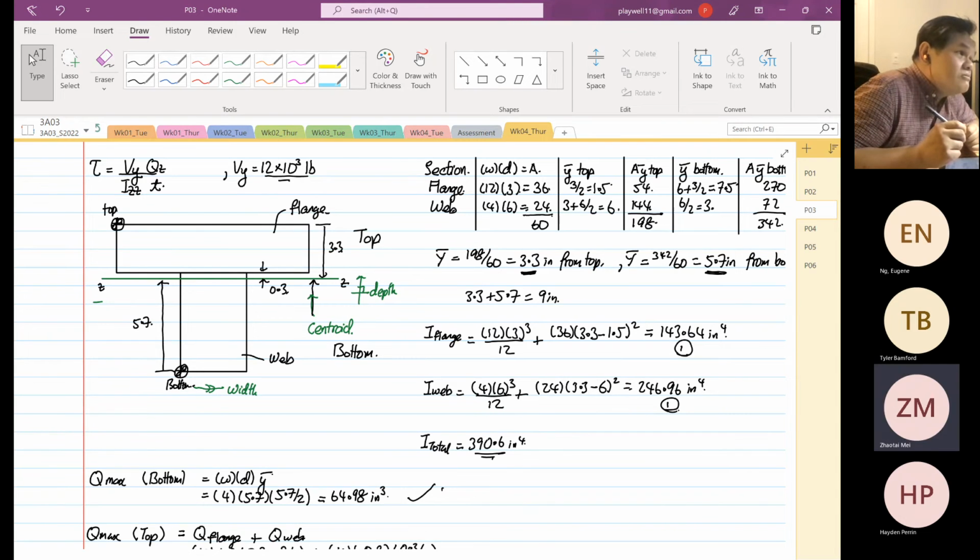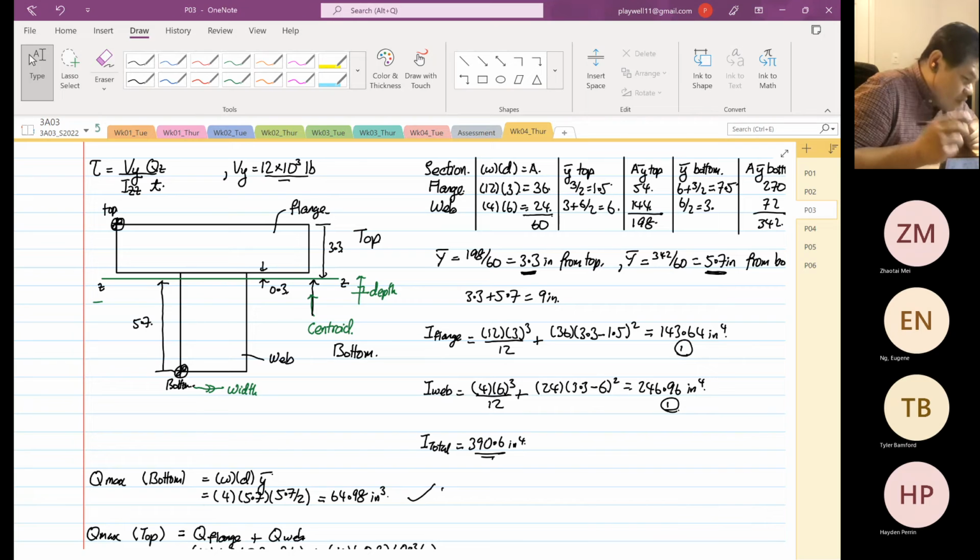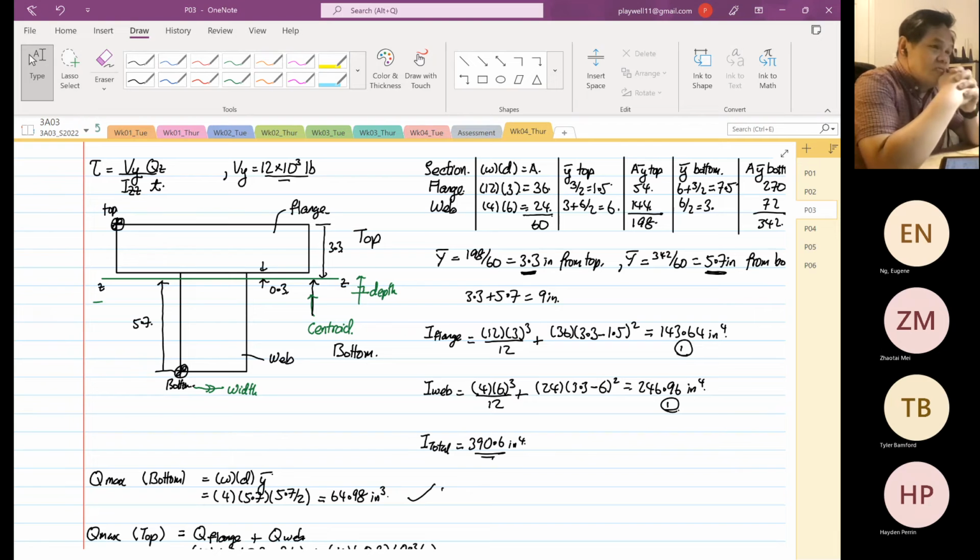Yeah, but why is the bottom always equal to the top one? Because at the centroid, the area happened to be exactly at the center. At the centroid means the top cross-sectional area and the bottom cross-sectional area are balanced, are equal. All right, I got that. That's why it's called the centroid, right?